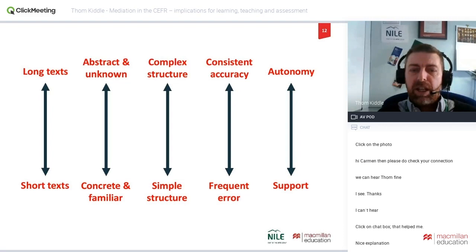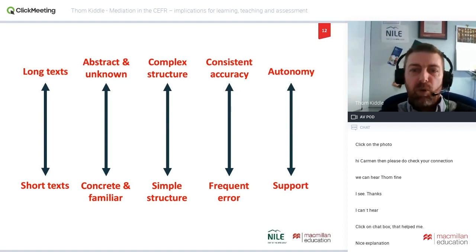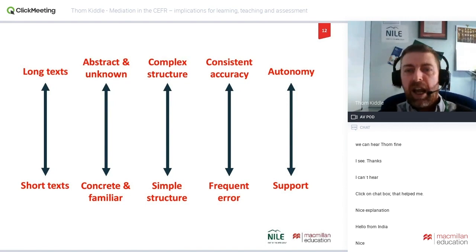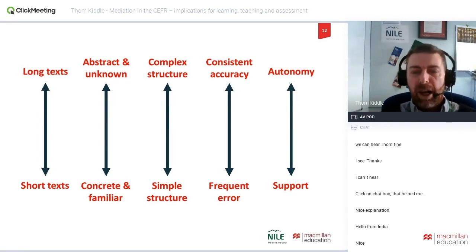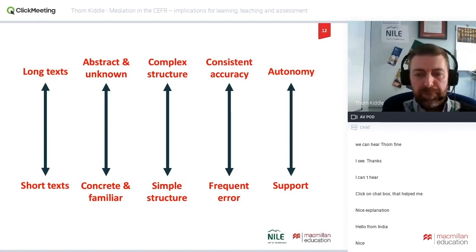And finally, we have this idea of the amount of autonomy we're able to exert in our language use, whether we need support from a sympathetic listener, or whether we need support from a resource such as a dictionary or other support at the lower levels. The extent to which we can operate independently increases as we go up the CEFR levels.